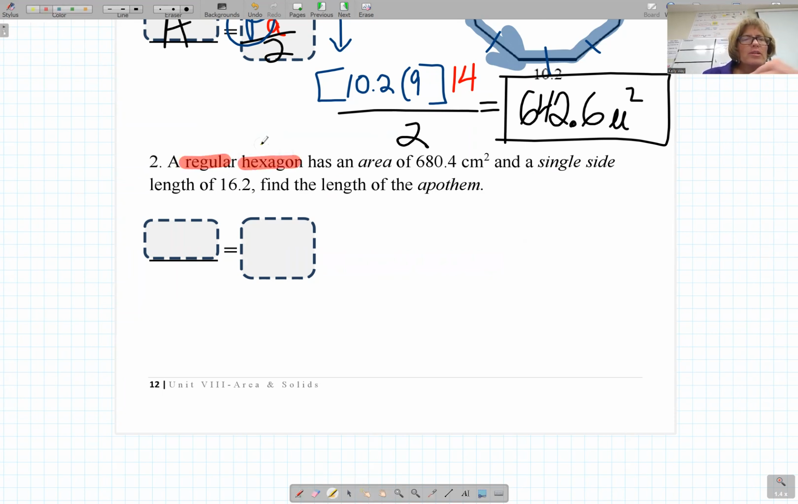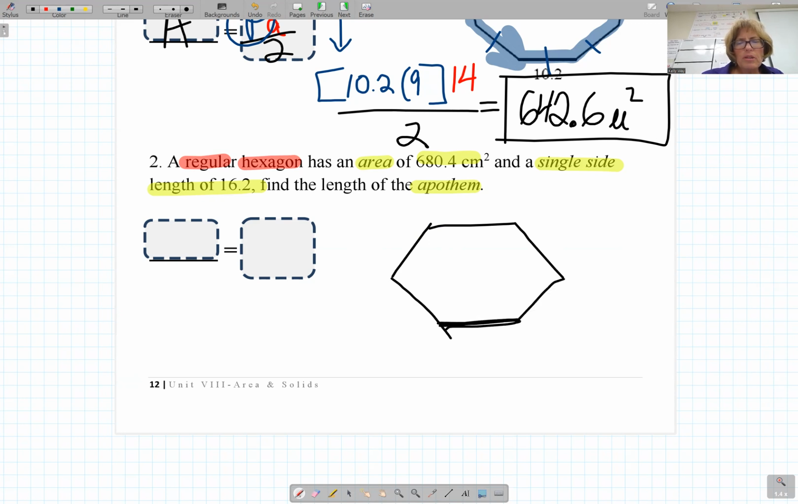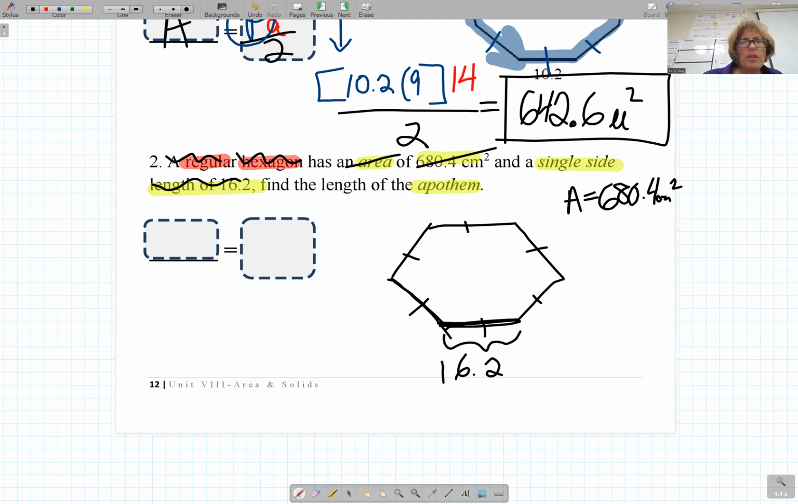We have a regular hexagon, with area and single side length given; find the apothem. Start drawing. It's a hexagon: 1, 2, 3, 4, 5, 6. It's regular, they're all equal. The area is 680.4 cm squared. The single side length is 16.2. Find the length of the apothem, which we don't know.